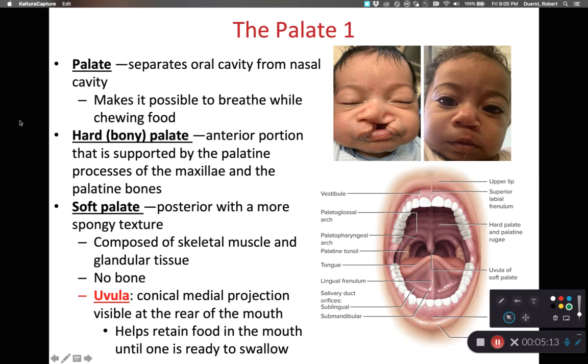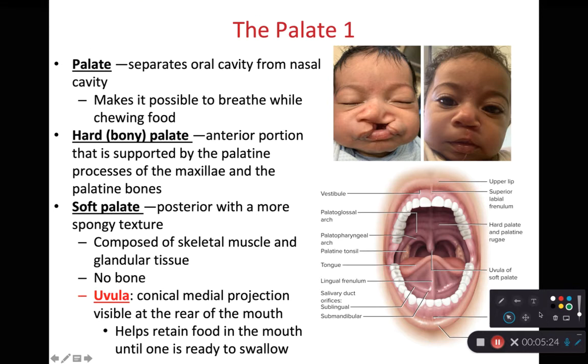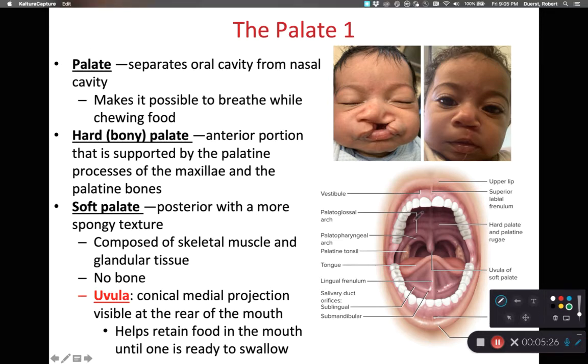As we look at our palate, the purpose of the palate is to separate the oral cavity from the nasal cavity, both the hard and soft palate. And this makes it possible for us to breathe while we are chewing food. And this is important. We need to be able to breathe while we chew food.